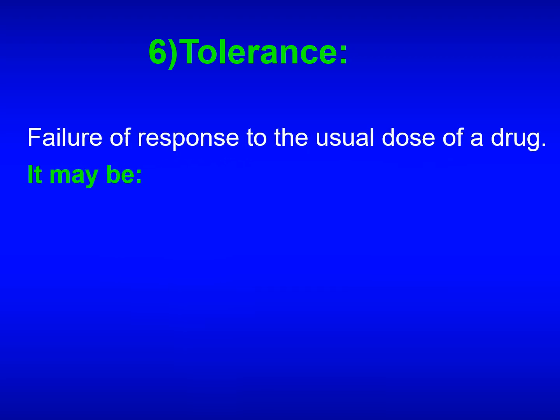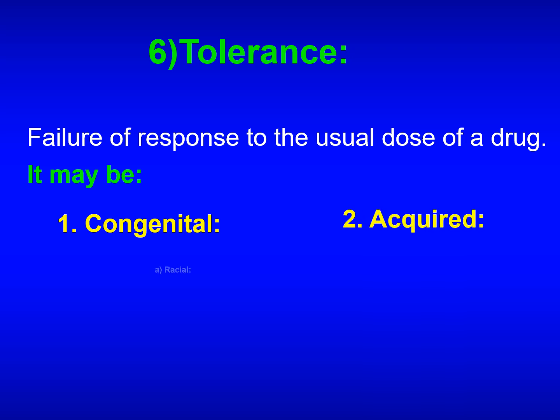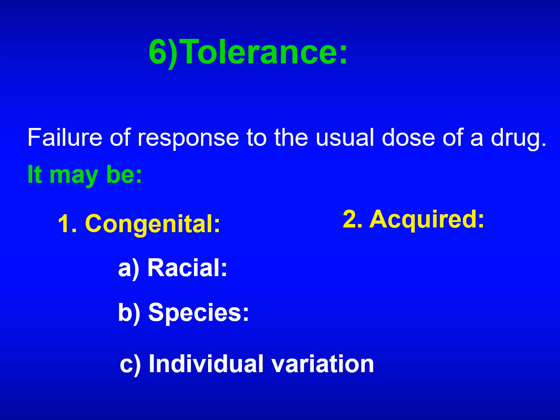Tolerance means failure of response to usual dose of drug. We have two types of tolerance. We have congenital tolerance and you have acquired tolerance. Congenital, it may be racial. Black people are resistant to the mydriatic effect of ephedrine. Species: rabbits are tolerant to atropine because they have atropinase enzyme. And individual variation.